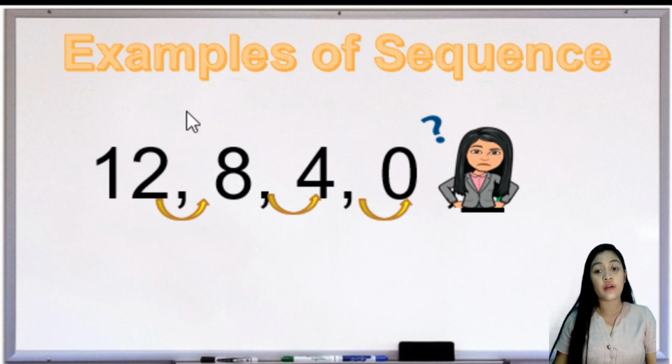From 12, what are we going to do to get 8? From 8, what are we going to do to get 4? And from 4, what are we going to do to get 0? So we are going to subtract by 4.